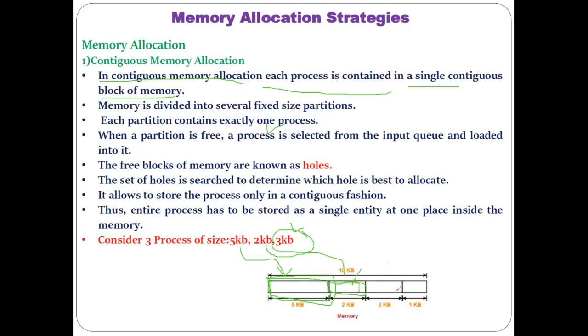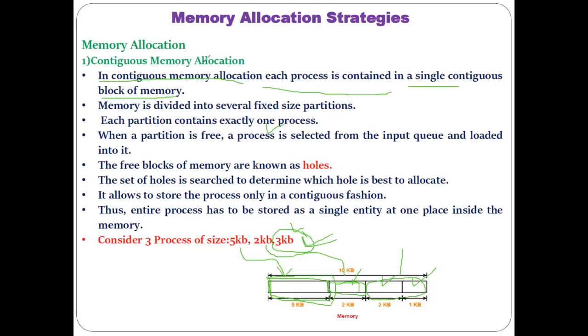How much remaining memory is available? One block is 2 KB, another block is 1 KB. So 2 KB is not sufficient to allocate a 3 KB process. 1 KB is also not sufficient to allocate the 3 KB. If you combine these, it will become 3 KB. But if you combine them, you are combining two partitions.